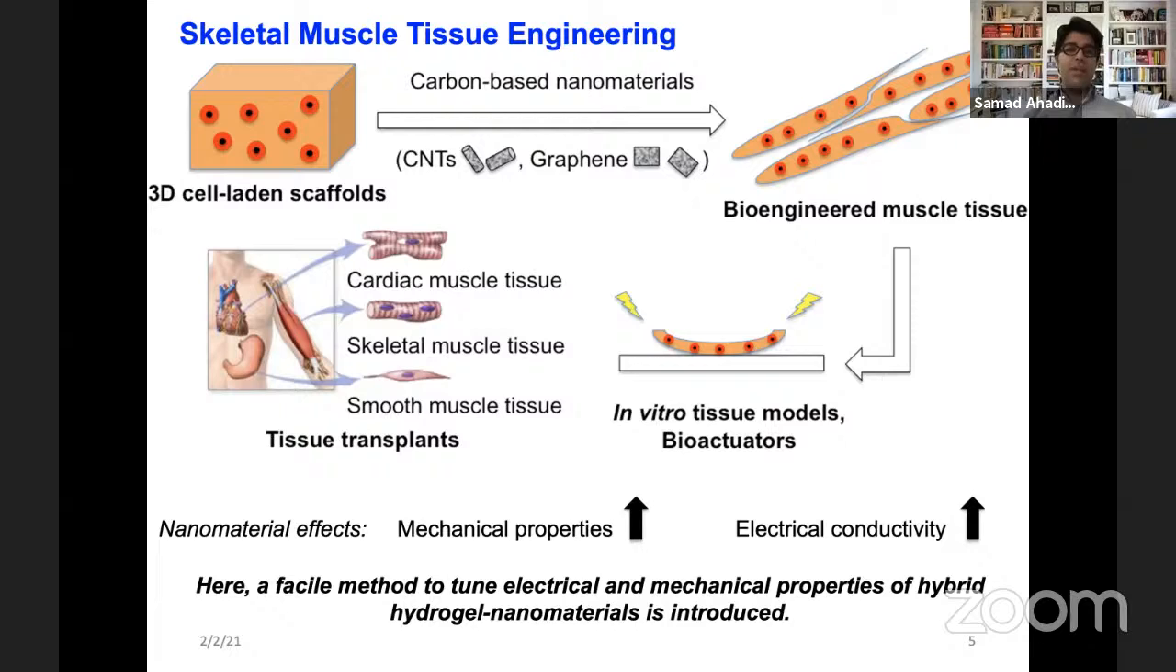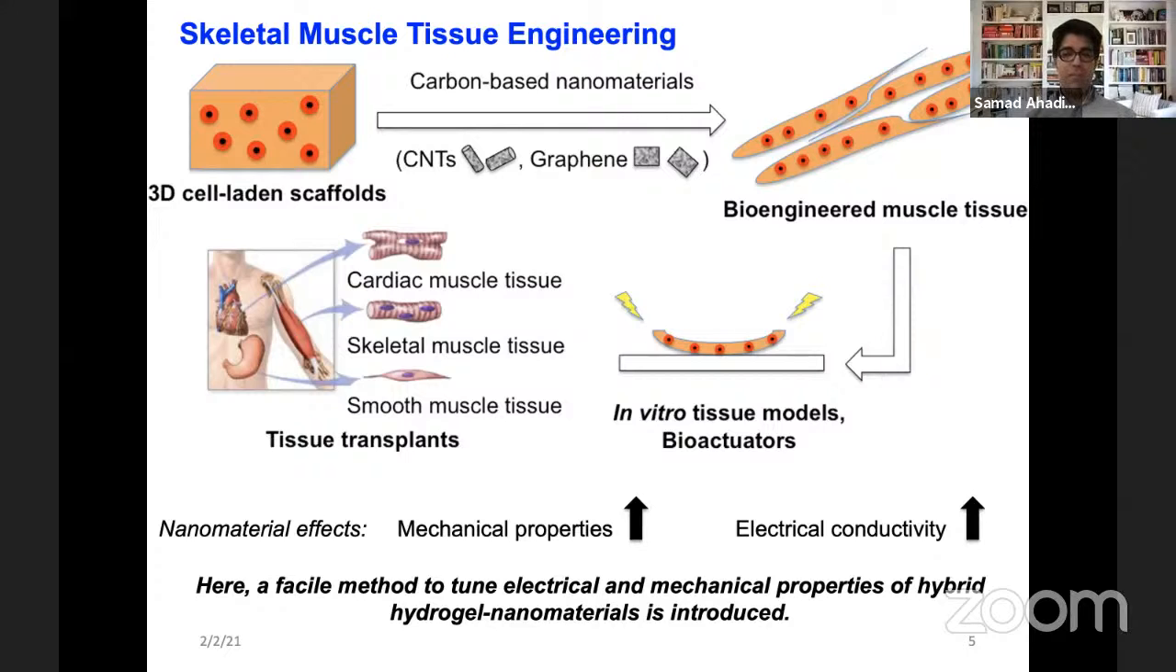And specifically for skeletal muscle tissues, people have used carbon-based nanomaterials like carbon nanotubes, CNT, or graphene in order to enhance the mechanical properties of the scaffold and to have better electrical conductivity. Because the currently used scaffolds for muscle tissue engineering are not electrically conductive and not mechanically robust. This kind of engineered muscle tissue can be implanted inside the patient's body. For example, it can be used to treat volumetric muscle loss. And they could have other in vitro applications.